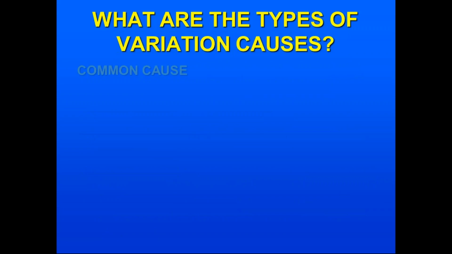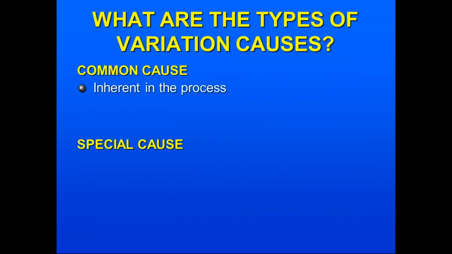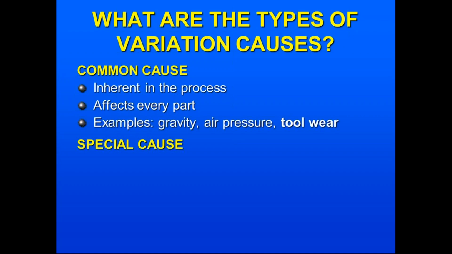So what are the types of variation causes? Well, we know that there's common and special causes, and oftentimes there's debate as to what is a common cause and what is a special cause. So a common cause is inherent in the process. It affects every part. So examples are pressure and tool wear.